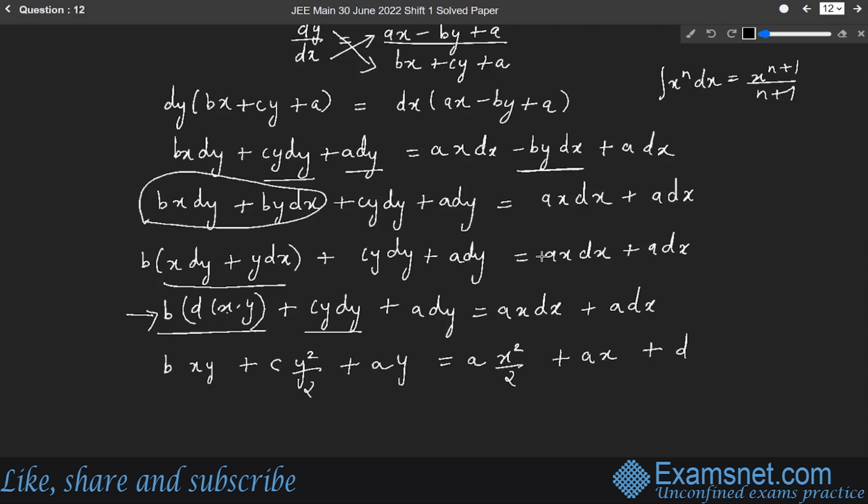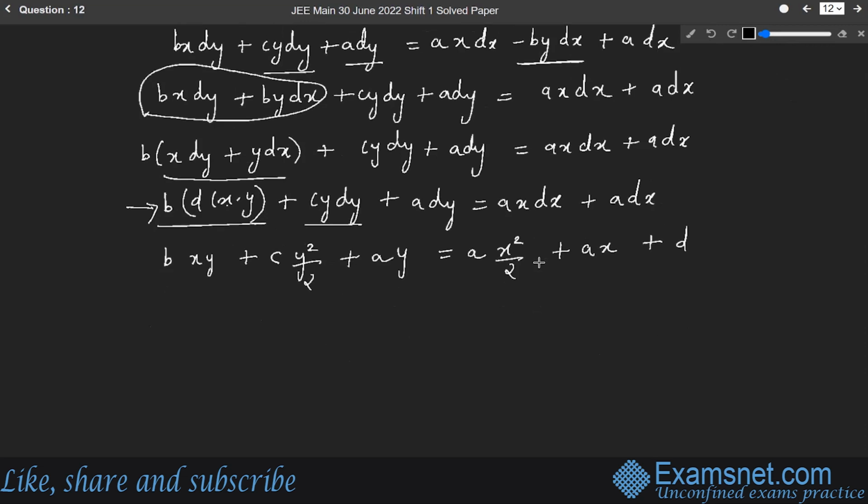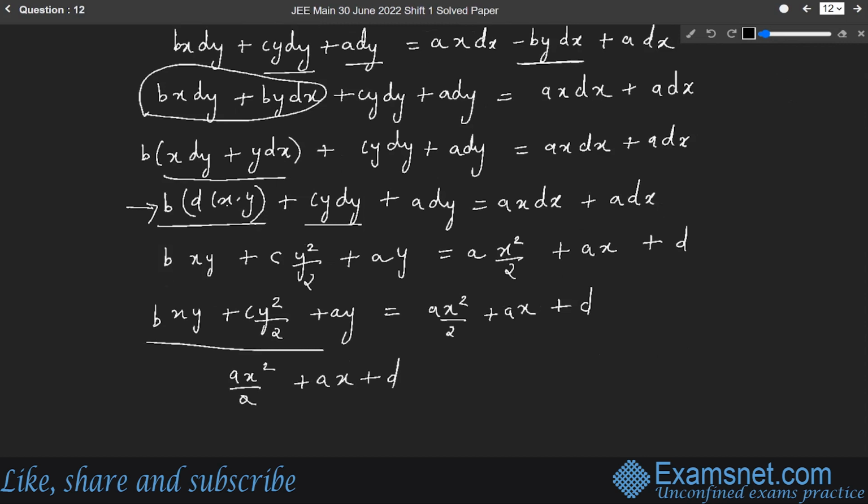So now what we can do here is take all these terms on one side. So let us see what happens. bxy + cy square by 2 + ay is equal to ax square by 2 + ax + d. Okay, now let us take all the terms on the right hand side. So it will be ax square by 2 + ax + d. And when these terms go to the right hand side, it will be negative, because all the terms are positive here, so the sign will be changed. So minus bxy minus cy square upon 2 minus ay is equal to 0.